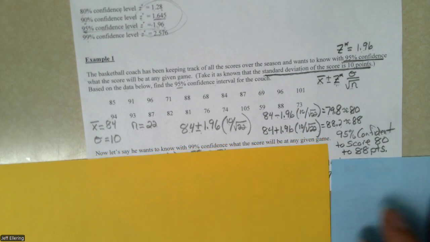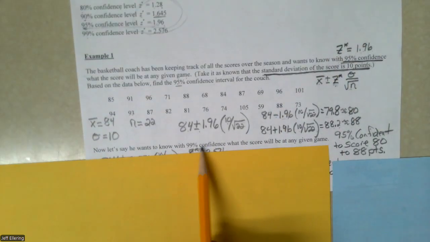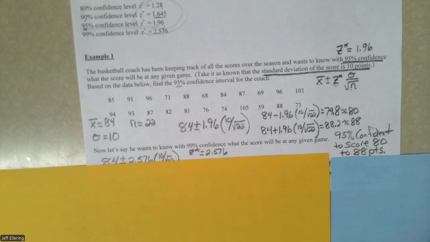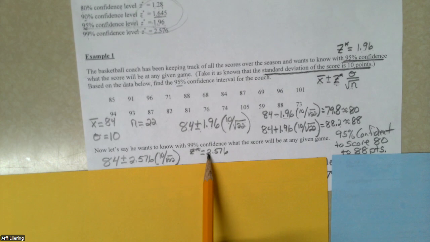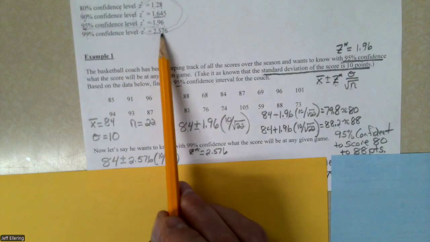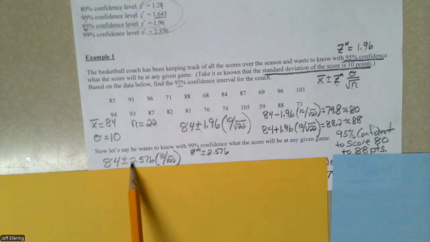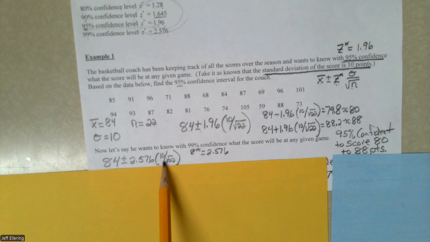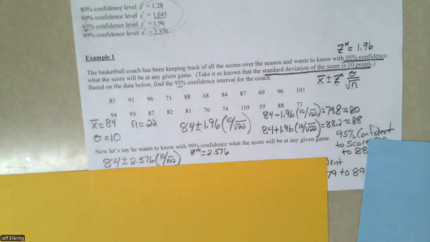All right, next one. Again, pause the video if this is too fast. 99% confident. The only thing we're going to change, ladies and gentlemen, is our z. We need to use this one, 2.576. So 84 plus or minus 2.576 times 10 over the square root of 22. Type all of that into the calculator.